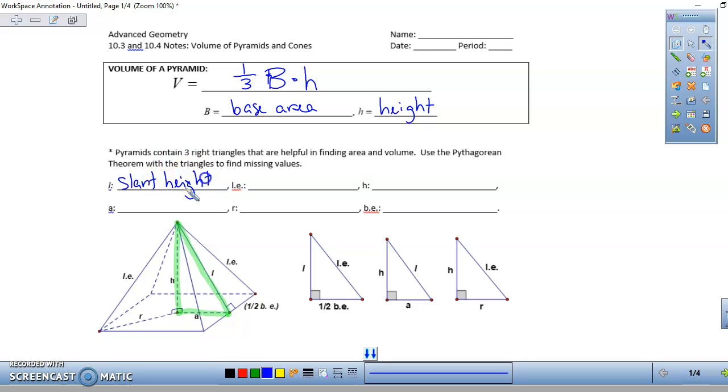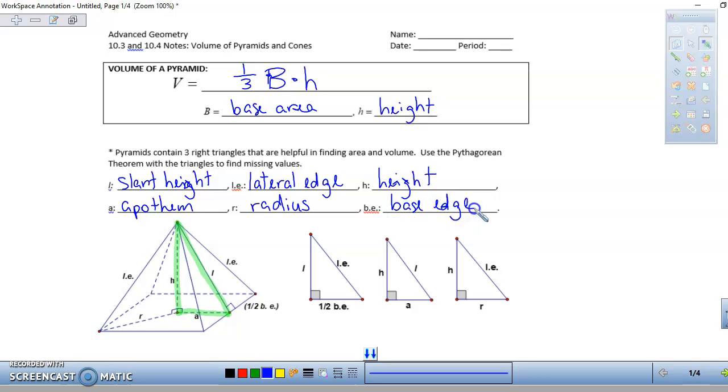And that is, again, the height of the triangle, the lateral face. LE stands for what it probably seems that it stands for, which is lateral edge, which is this guy over here. H is the height of the pyramid in the middle. A is the apothem. R is the radius of the base. And then BE is the base edge along the base here, the whole base edge.